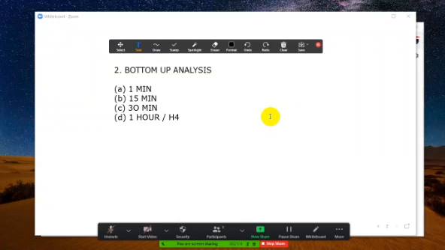Members, once again, at this point it's very crucial and important to make sure that we break this market down from a top-down analysis all the way up from a bottom-up analysis. Top-down analysis means starting from the biggest time frame to the smallest time frame. Bottom-up analysis means starting from the smallest time frame to the biggest time frame. But your analysis will always start from the biggest time frame to the smallest time frame.